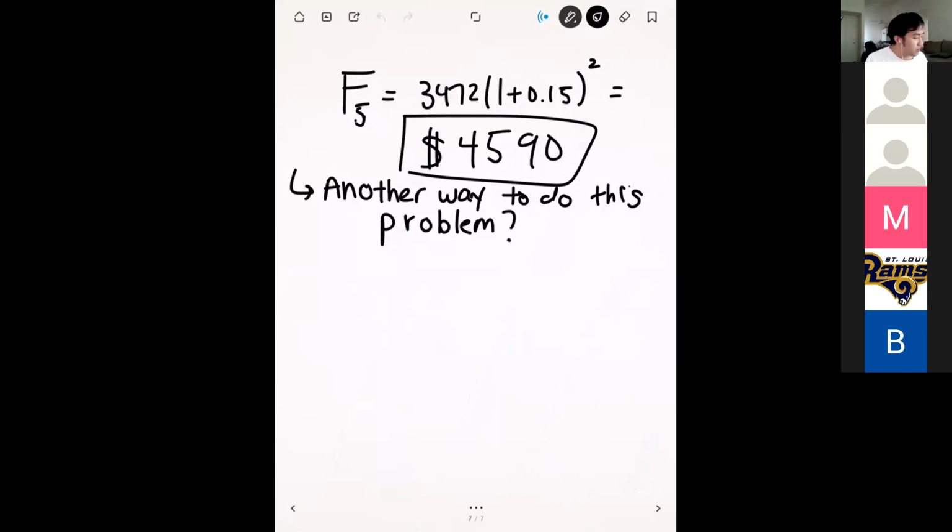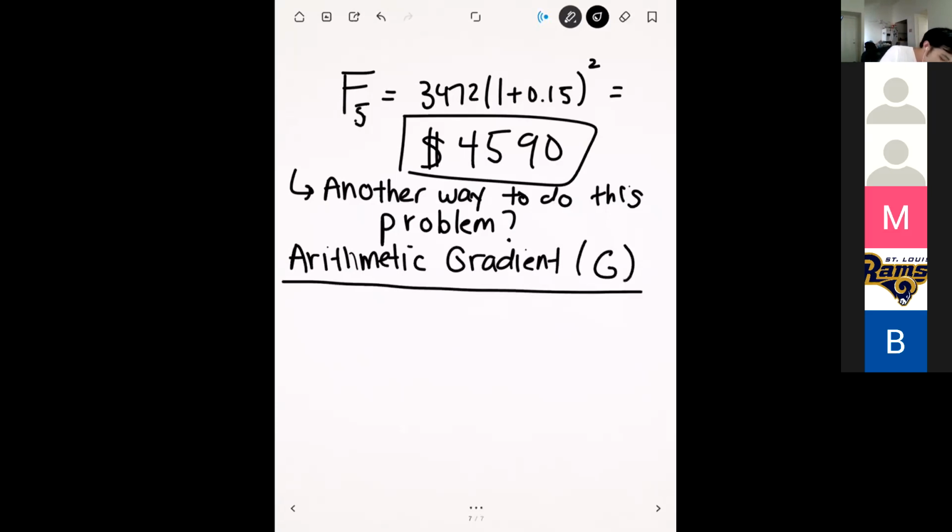And so the second to last topic in these lecture notes is one more addition to our cash flow family. So far we have one single present sum, one single future sum, and a uniform series of payments. But there's one more that's really useful, especially for engineering projects, and that's known as the arithmetic gradient. It has a symbol of G. G for gradient.